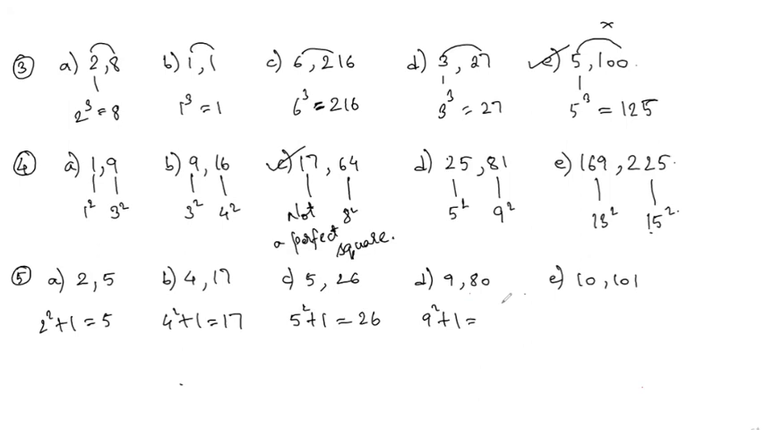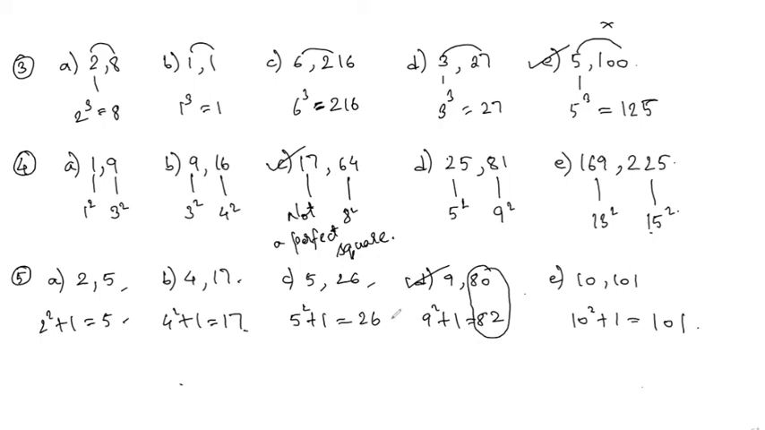9 square is 81. What is 9 square plus 1? 82, ma'am. Okay. Next, what is 10 square plus 1? 100 plus 1 is 101. So now you tell me which is the wrong pair. Option D, 9 and 80. Yes, 9 and 80. Because this is not matching, but every other number is correct.